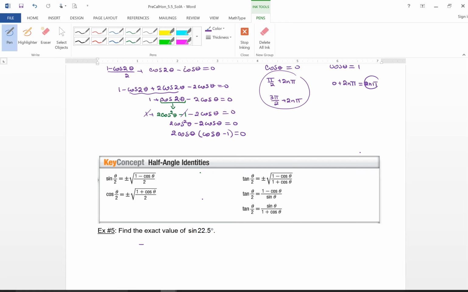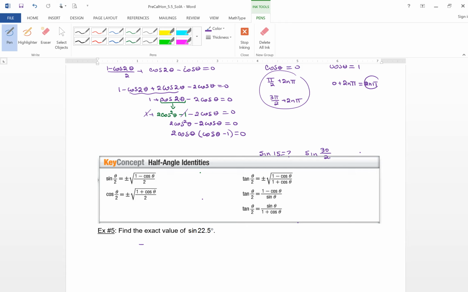The next ones are your half-angle identities. So when do we use half-angle identities? Suppose you have to find sine of 15. 15 is not a special angle, but it's half of a special angle. This is really sine of 30 over 2. And when you do that, you say, oh, 15 is half special, because it's half of a special angle.